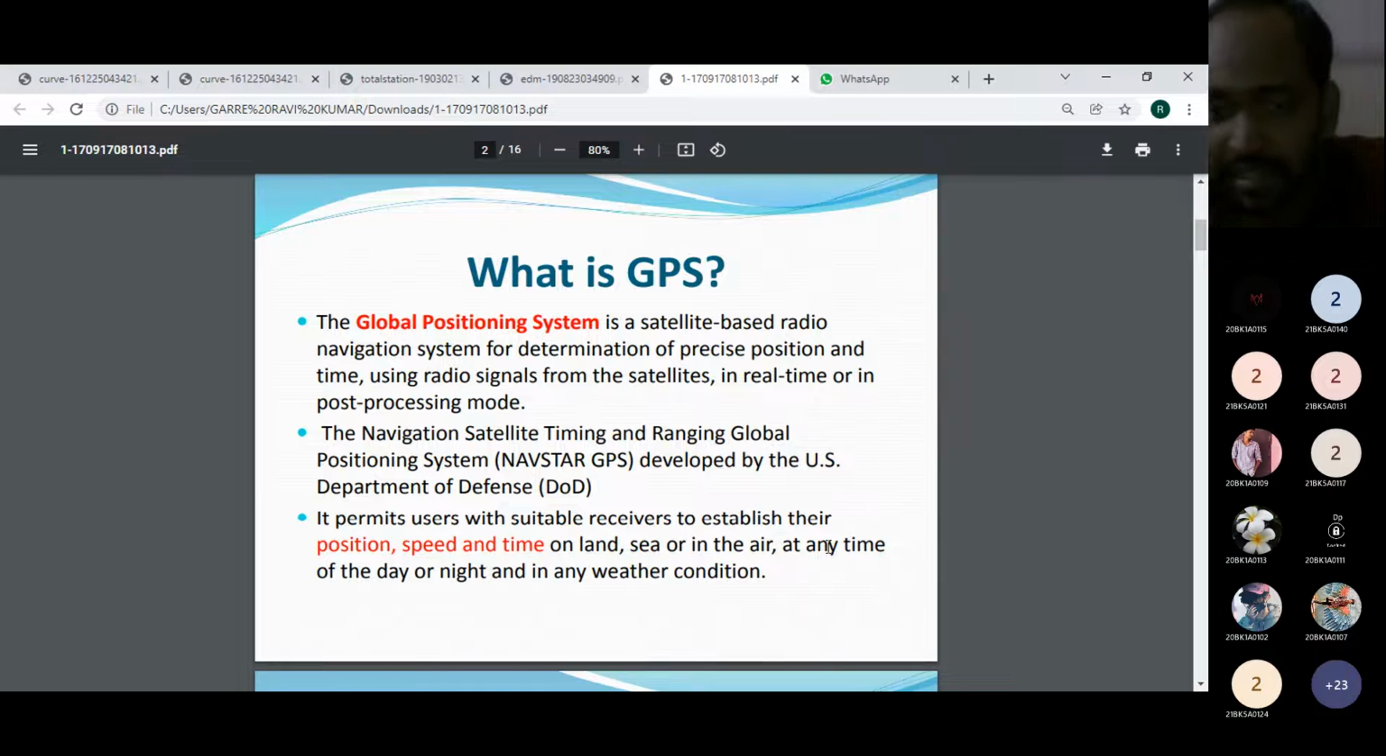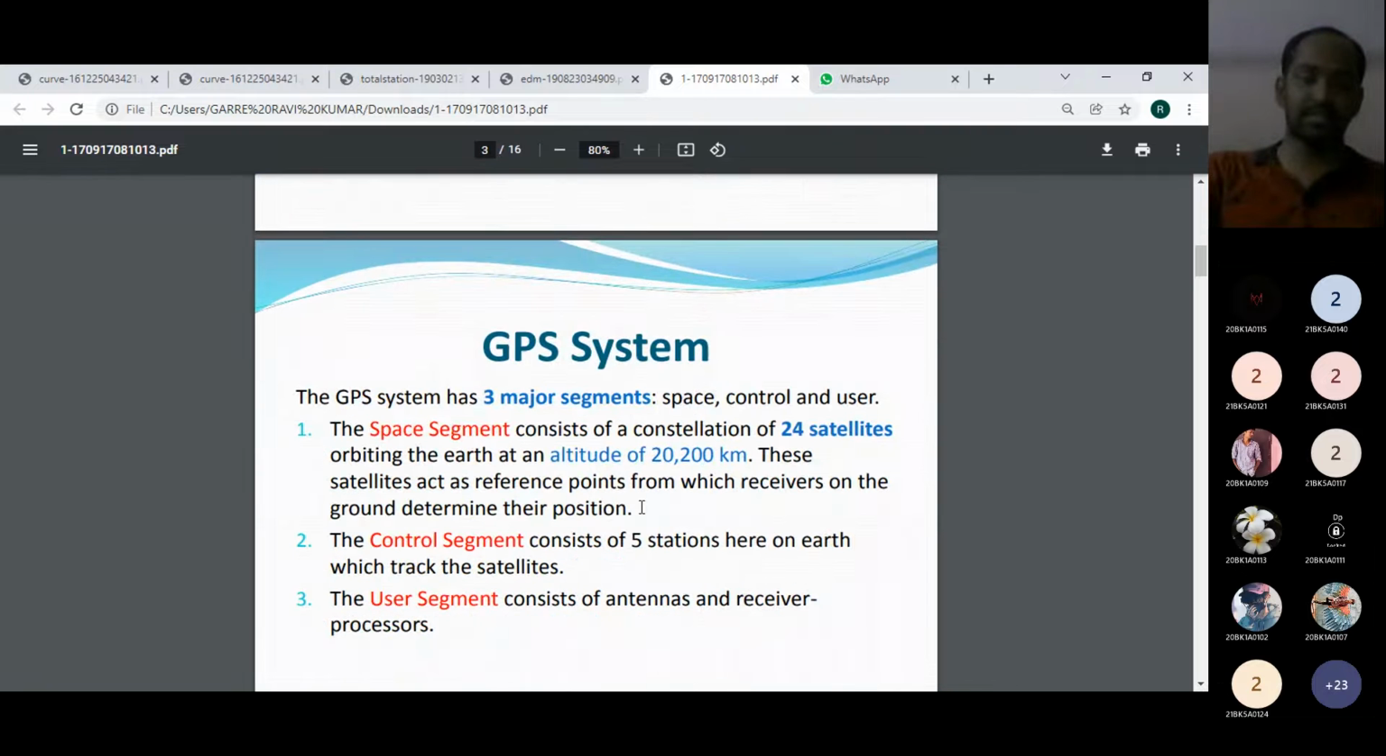on land, sea, air, or wherever we want. We can get the GPS data in our instruments or in our devices, and then we can use the data or do our work upon the data. That kind of survey is called a GPS survey, or global positioning system survey.